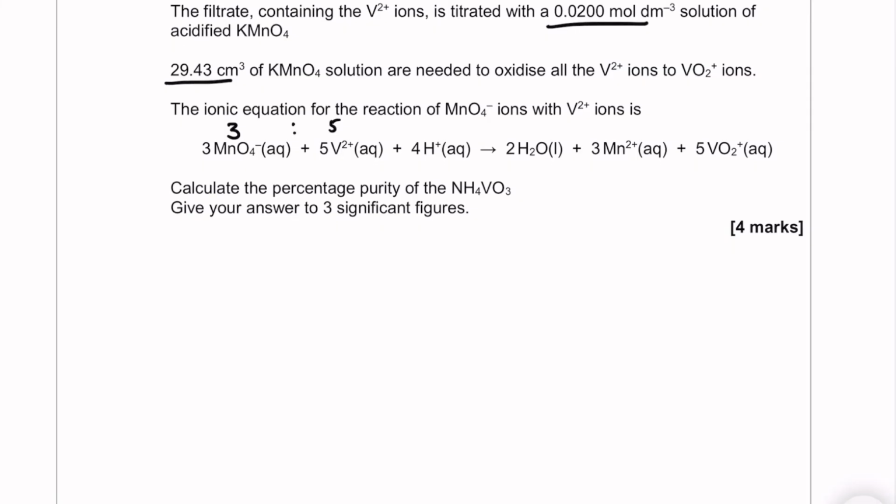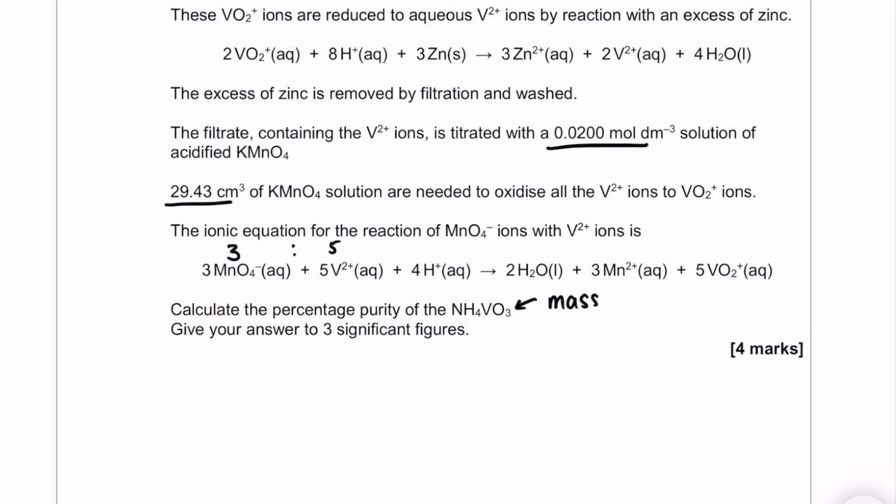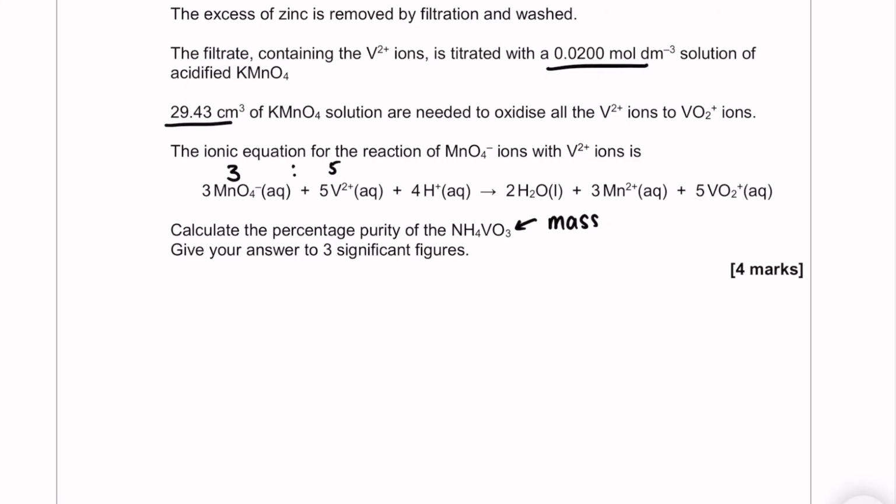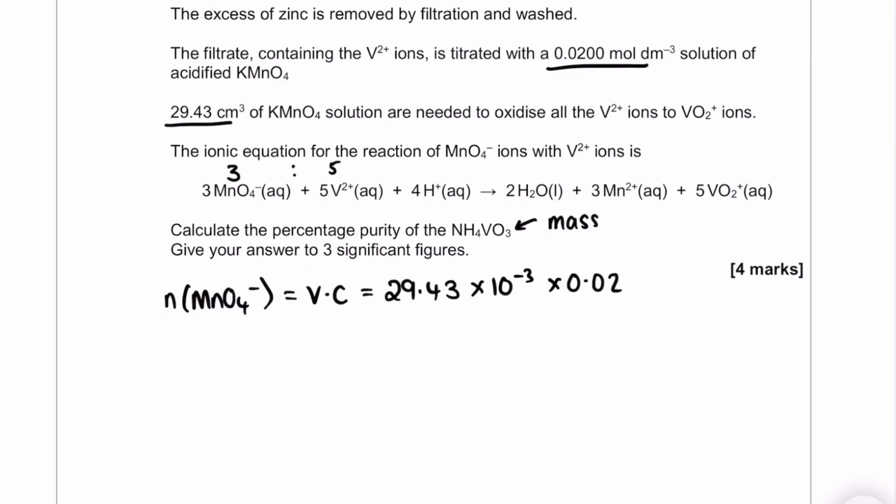Calculate the percentage purity, so we're going to need to find the mass to express it as a percentage of the 0.151 grams. So let's find the number of moles of manganate from the volume and the concentration. So 29.43 centimetres cubed. Let's put that into decimetres cubed and times by 0.02, because that was our concentration. And we're getting 5.886 times 10 to the minus 4 moles.